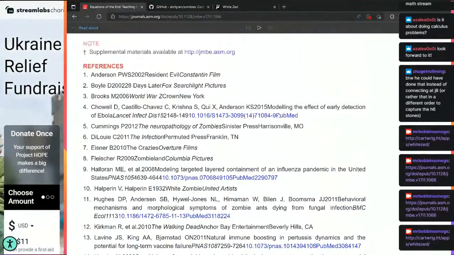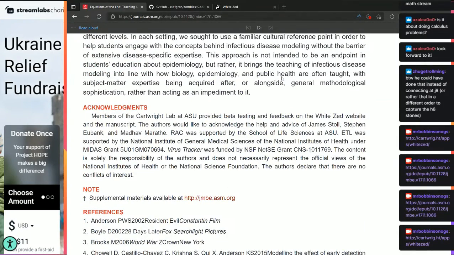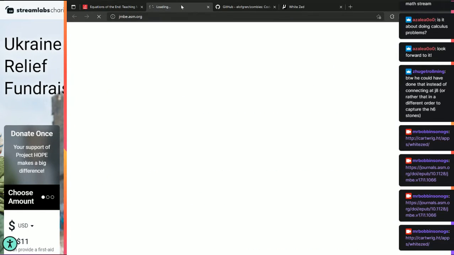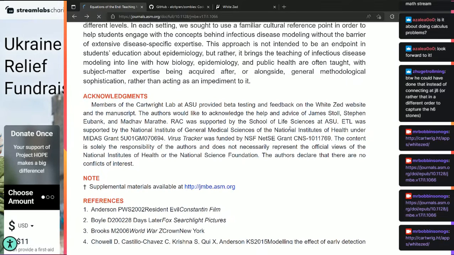All right, so we have notes, sources, and supplemental materials. Okay. So we got supplemental materials, which is also not loading. So that's fine. Well, we got one paper out of the way.